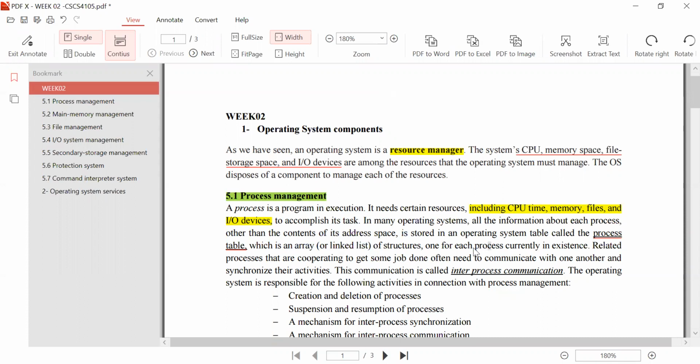For example, each process should be able to say, okay, this is the time that I need to execute, to run on the CPU. This is my memory space that I'm using. These are the files that I'm manipulating. These are the input devices that I am using. So each process must have its process table, where it contains the list of all the resources that it is going to need in order to accomplish the task.